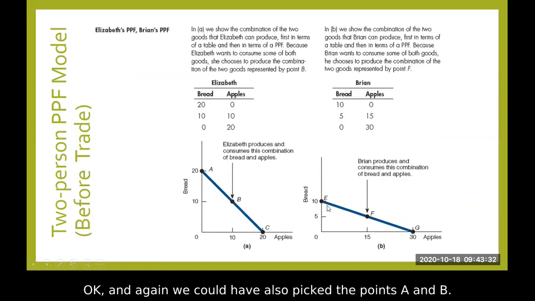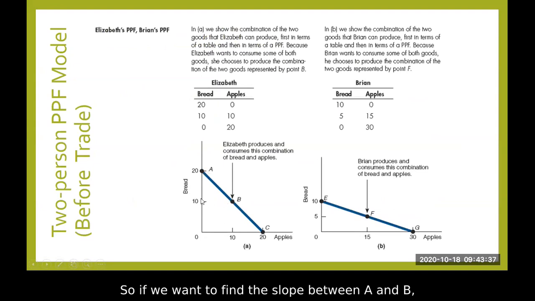Okay, and again, we could have also picked the points A and B. So if we want to find the slope between A and B, again, rise over run. So the rise, this vertical distance, is now 10 over the run, this horizontal distance, which is also 10. So 10 over 10 is 1. So again, it's the same slope that we found before.